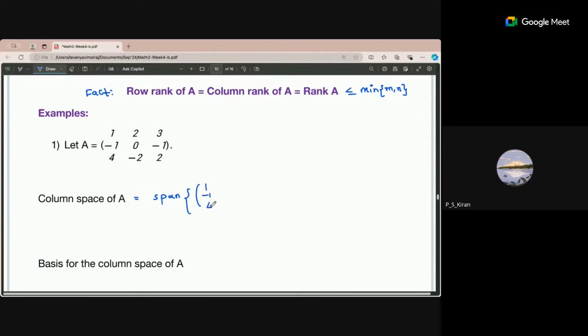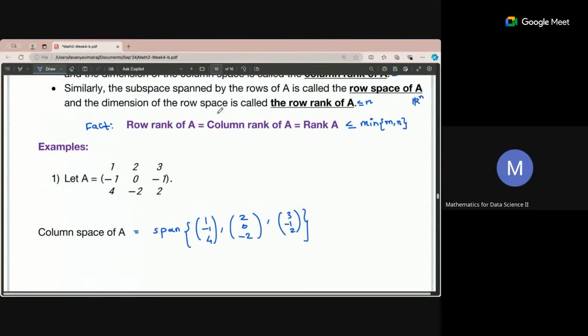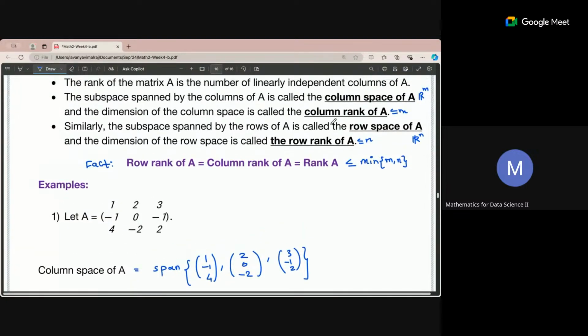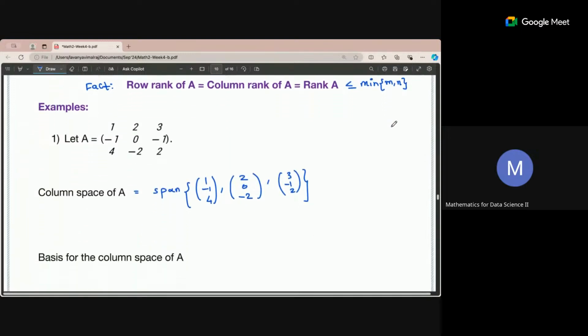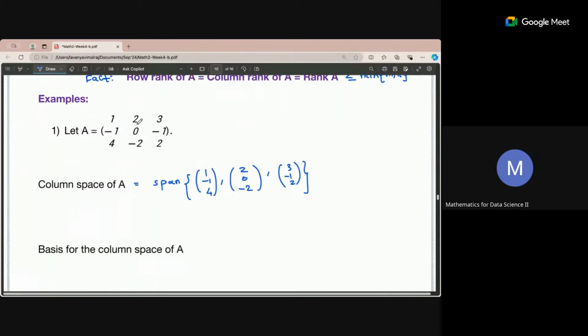That means (1, -1, 4), (2, 0, -2), (3, -1, 2). See, only the ranks are the same. The spaces are not the same. Please remember that. Only the ranks are the same; the spaces are not the same. Column space and row space need not be the same. Remember that. So the column space of A is the span of all the columns.